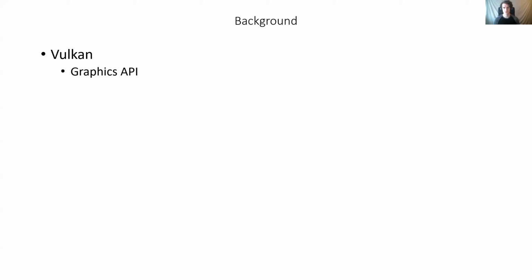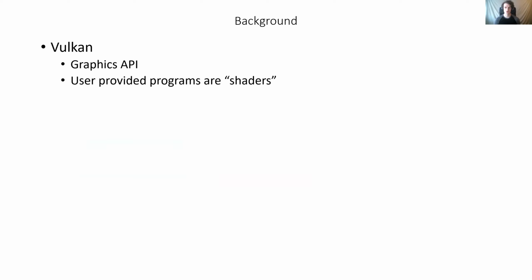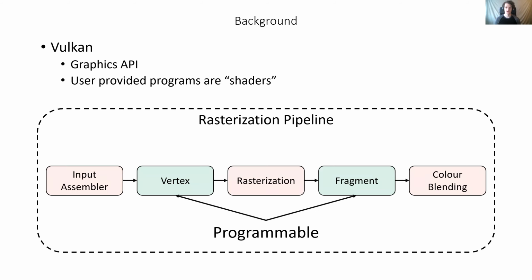So a bit of background before we dive in about what Vulkan is. Well, it's a graphics API, and the graphics API has the job of taking developer-provided data and programs and turning those into a highly efficient GPU hardware-accelerated executable that can render images very quickly. The user-provided programs are known as shaders, and they slot into graphics pipelines.